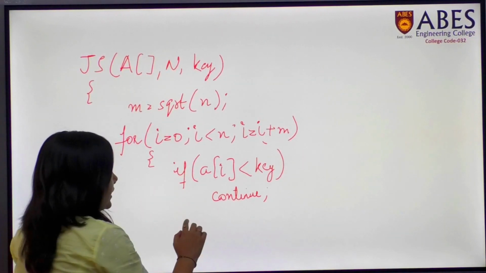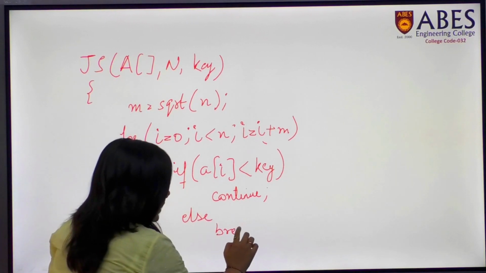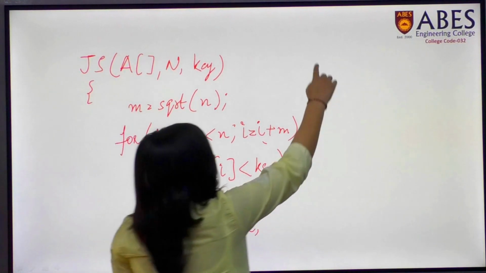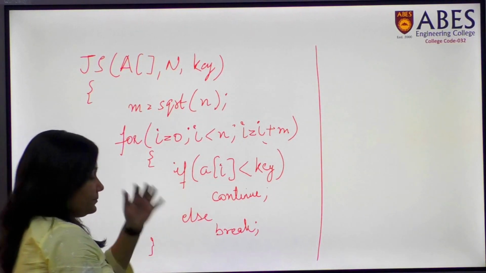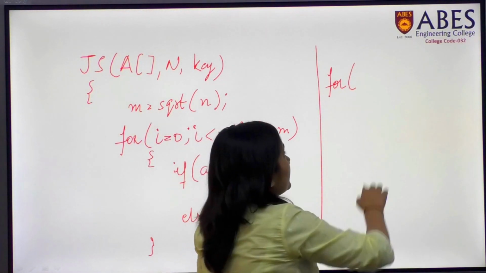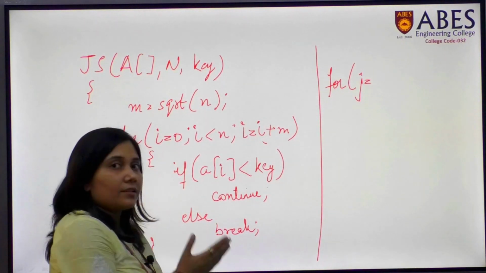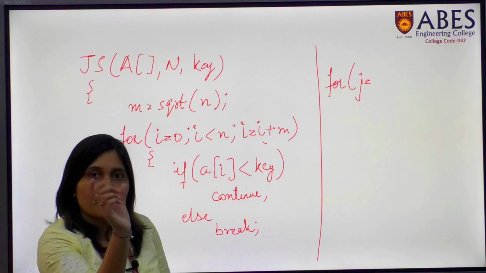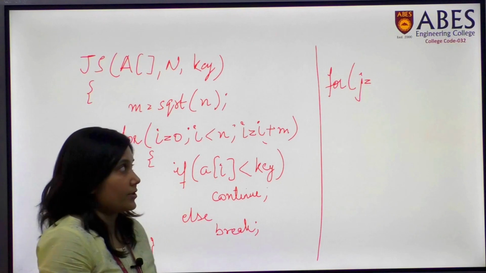So when the condition becomes false, I am just going to do else and break. I am coming out of this loop. Okay, so if I come out of this loop, I am writing this code on this side. Now you have to go for another loop, so I am taking one more loop. It means that I have identified a block from where I can say that yes, the element is present or the element is not present in the array.